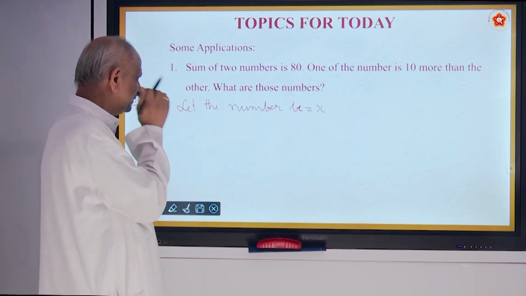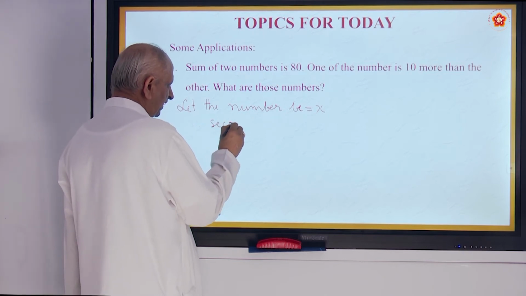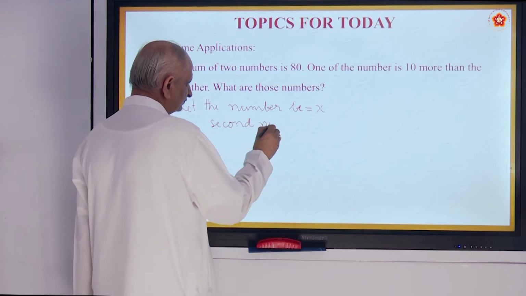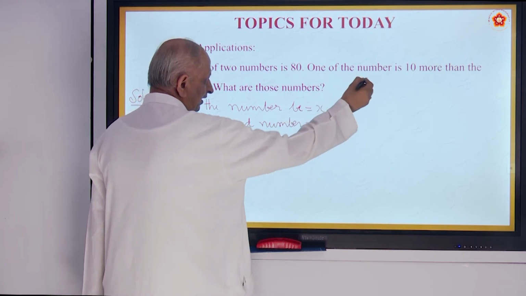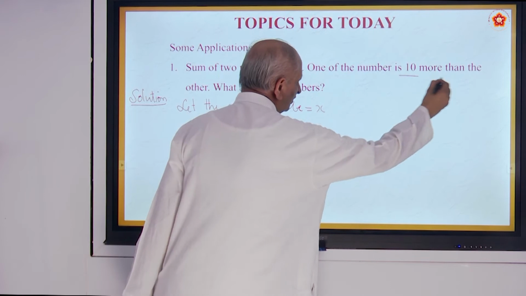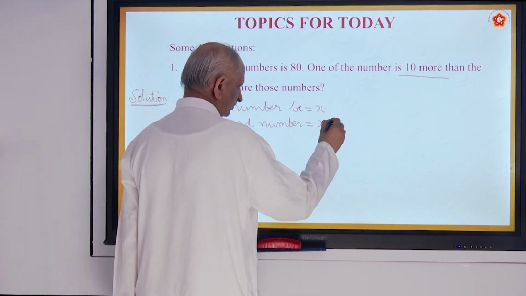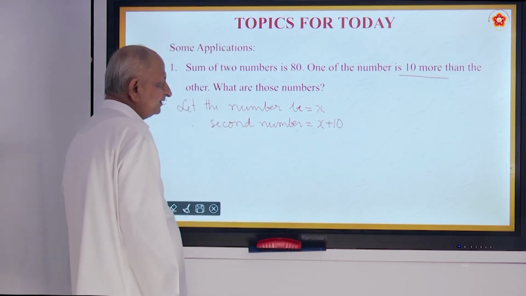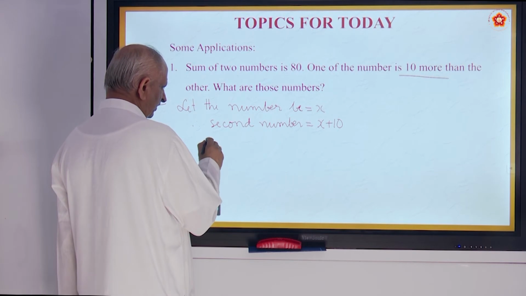So, one number is x. So, what happens to the second number? Therefore, the second number is, if one number is x, one of the numbers is 10 more than the first. So, x plus 10, correct? Now, the sum of the numbers.